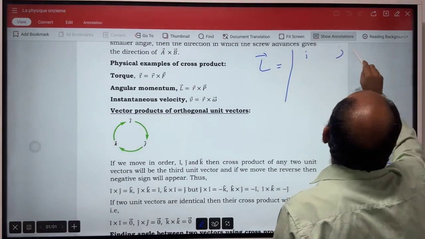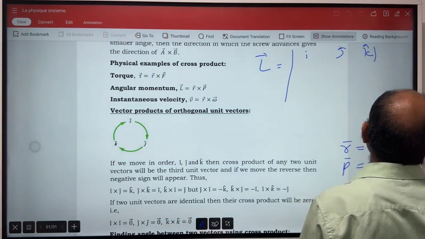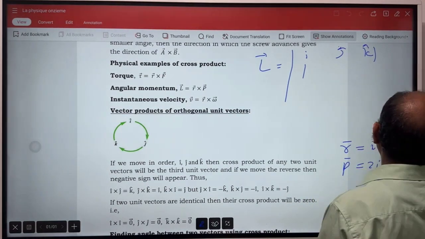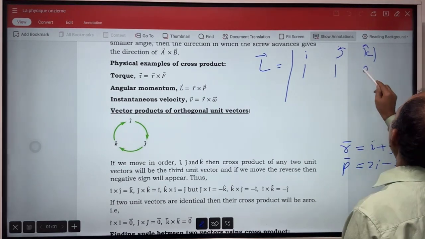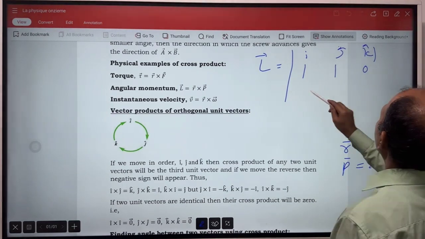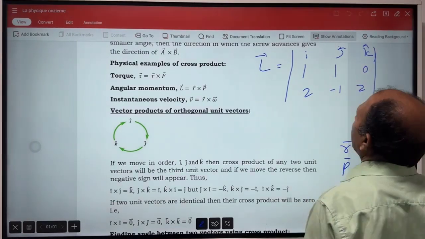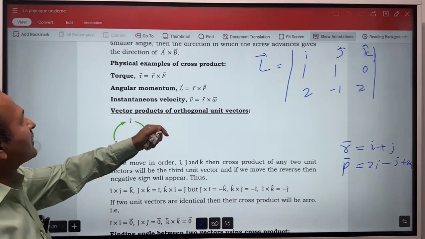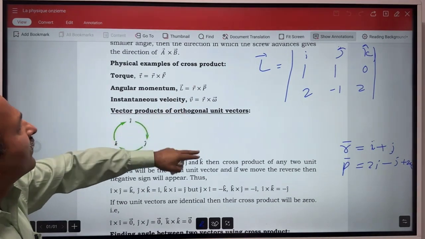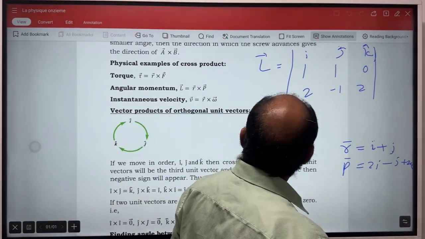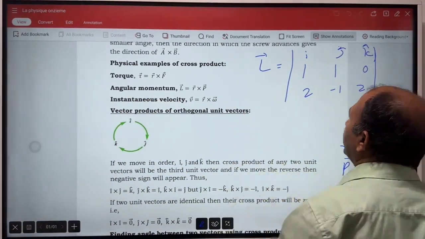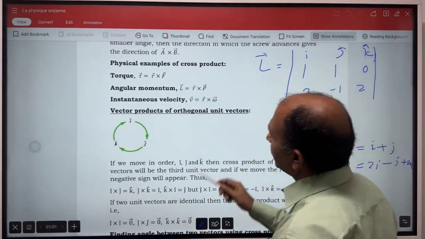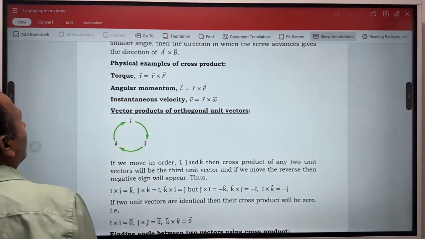Then you will write i cap, j cap and k cap. Then the coefficients of the R vector. Here the coefficient of i cap is 1 and j cap is 1, but k cap is absent, so you take 0. Then here 2, minus 1 and 2. Then you can evaluate and you will get angular momentum. Similarly, for instantaneous velocity, V vector is angular velocity cross position vector. If equations are given, you can do it using the concept of cross product.